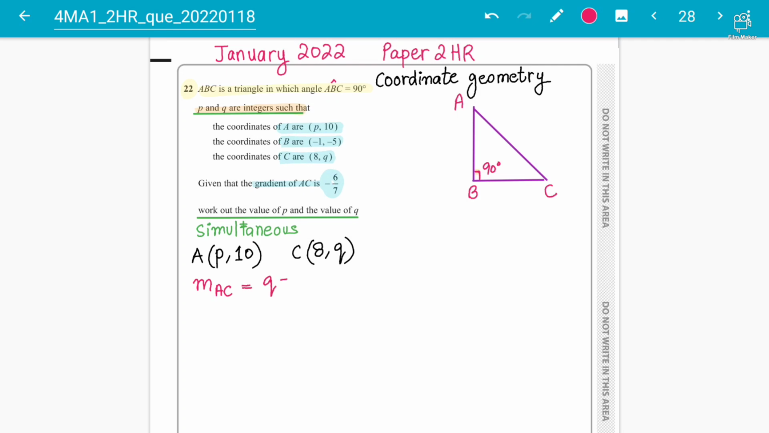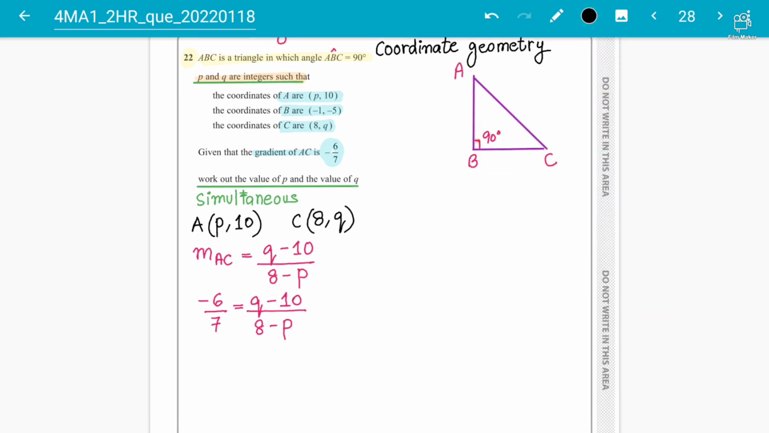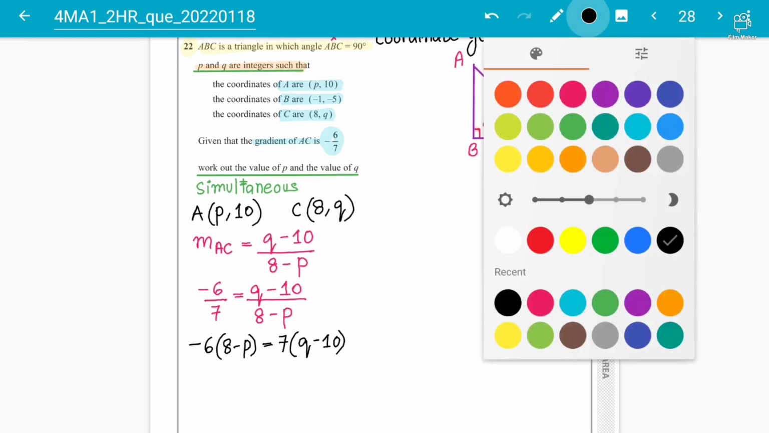So y2 minus y1 divided by x2 minus x1. So here we go, Q minus 10 divided by 8 minus P. This is the gradient of AC, that equals -6/7, and you already got the first equation, students. The first equation is not difficult to make here. It's basically -6/7 equals Q minus 10 divided by 8 minus P. So -6 times 8 minus P equals 7 times Q minus 10. Hope everyone is clear.